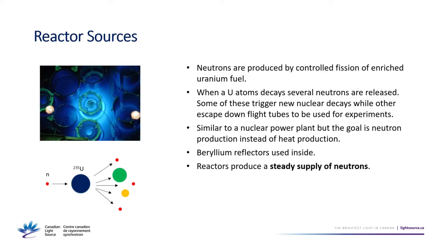So this is a reactor source. Reactor sources work kind of like nuclear power, except your goal is to produce neutrons and not heat. So you have a controlled fission reaction. This is a picture of a neutron hitting a uranium, and then it breaks it up into two smaller nuclei and releases three additional neutrons. If you do that process, you can produce neutrons this way, and it produces a steady supply of them. Yeah, I guess that's the basics of that.